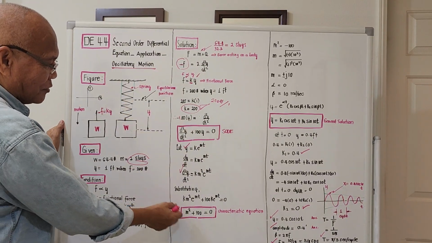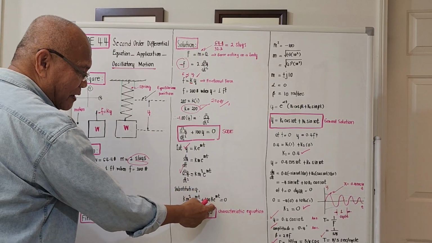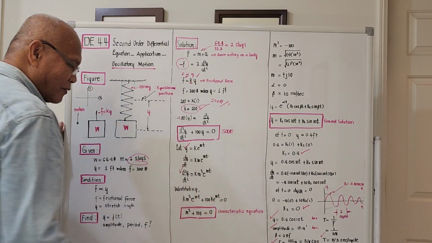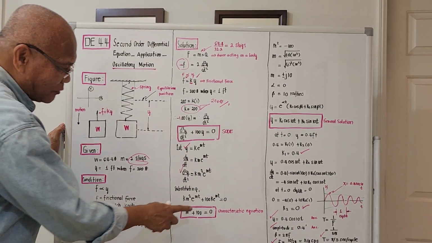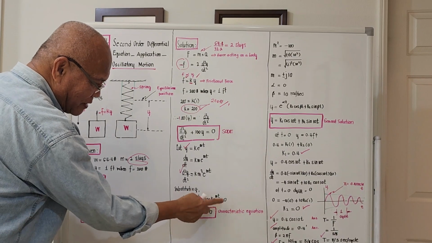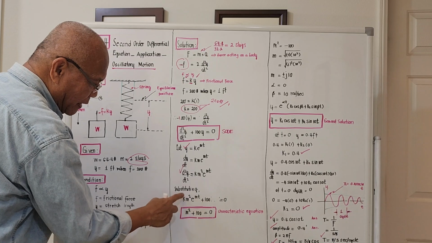So substituting, this should be km square e raised to mt plus 100 times k e raised to mt, and this should be equal to 0. The common factor is k e raised to mt, so actually we could divide all the terms by this, so this will be gone. And this should be gone.